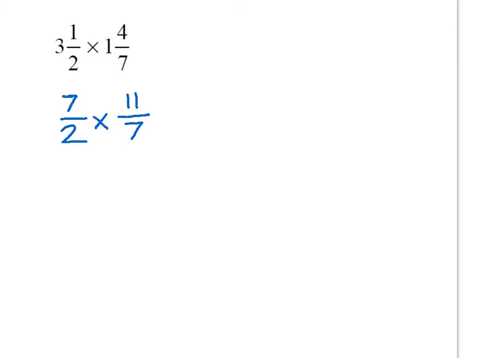Multiplying together two fractions is dead easy. Just multiply the two top numbers together, which will give us 77, and then multiply the two bottom numbers together, which gives us 14. Now, you shouldn't leave your answer as an improper fraction. You should always look to convert it back to a mixed number. So we need to find how many 14s go into 77. 14 goes into 77 5 times, and there are 7 left over. So it's 5 and 7 14ths.